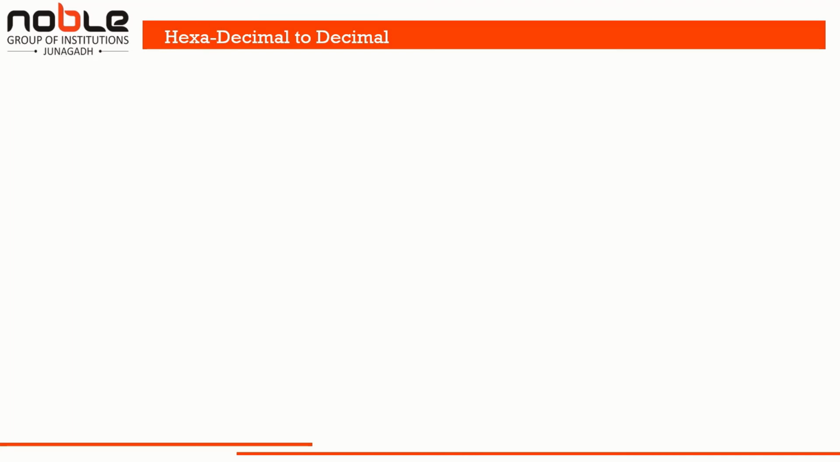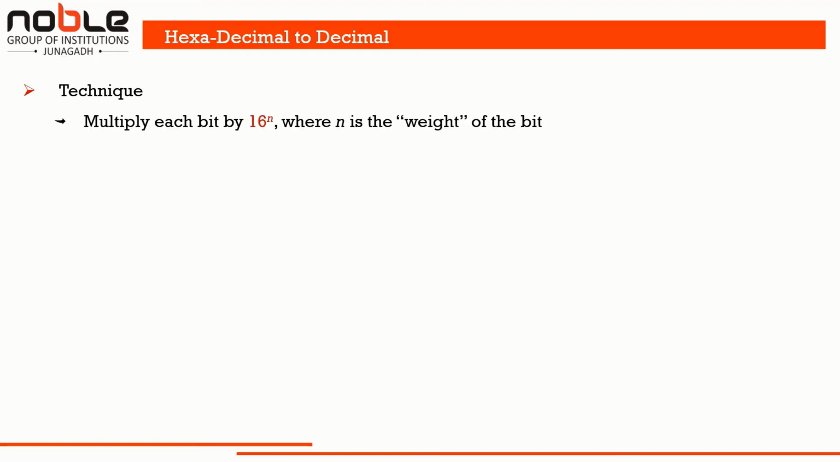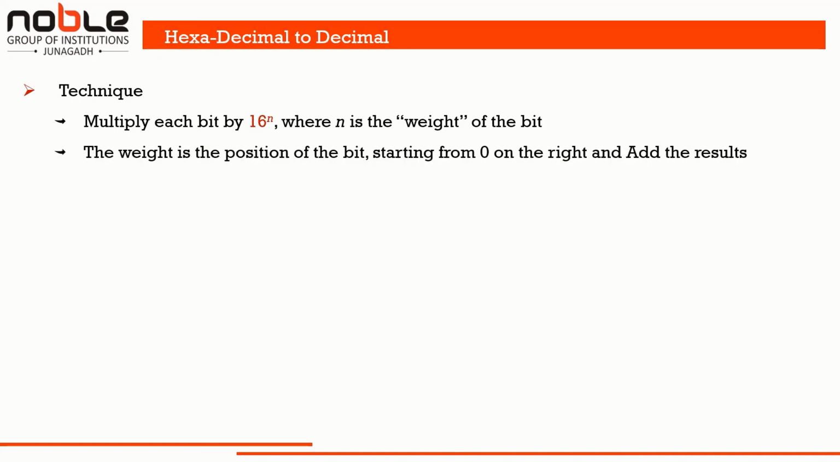In this section, we will learn hexadecimal to decimal conversion. Technique: multiply each bit by 16 raised to n, where n is the weight of the bit. The weight is the position of the bit starting from 0 on the right, and add the results. In the previous section, when we converted octal to decimal and binary to decimal, we multiplied each bit by 8 raised to n in the case of octal to decimal conversion and 2 raised to n in the case of binary to decimal conversion.